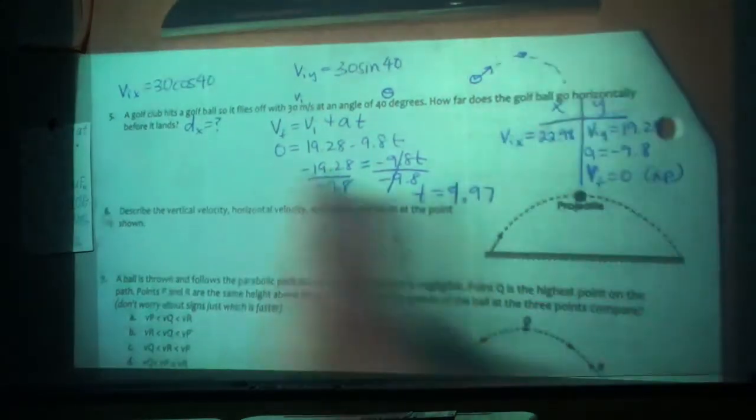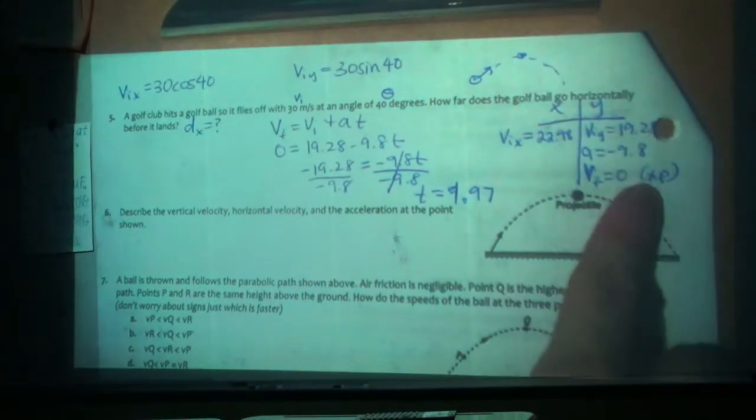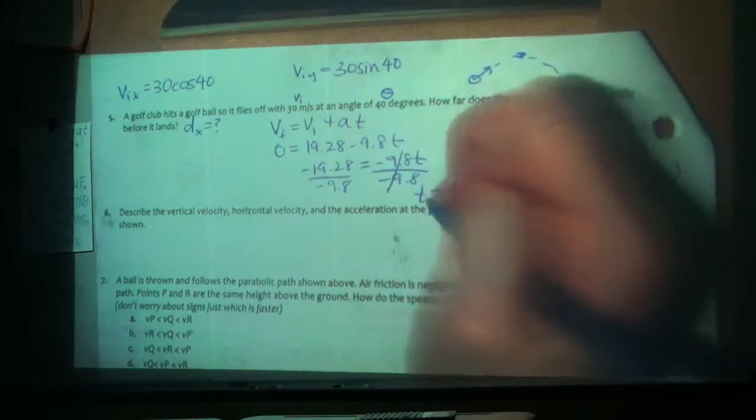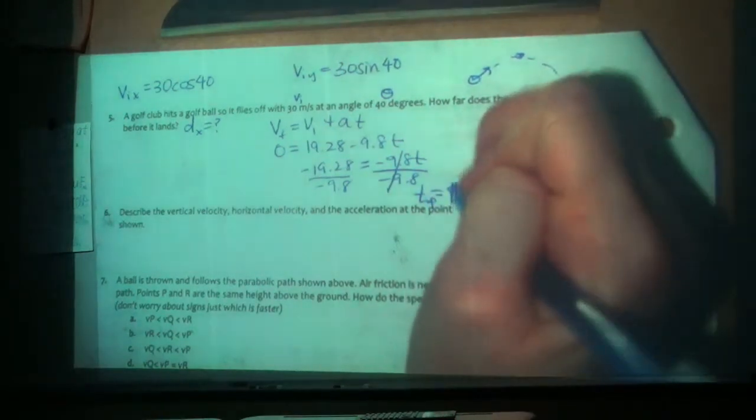0 equals 19.28 minus 9.8t. Subtract over. Equals. Divide the negative 9.8 on both sides. That gives me my time is 1.97. And again, that's the time it takes for the y velocity to go to 0. That's the time it takes to go to the top, so we'll call it t up.